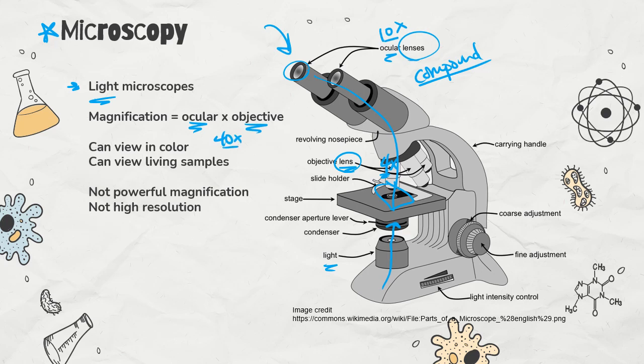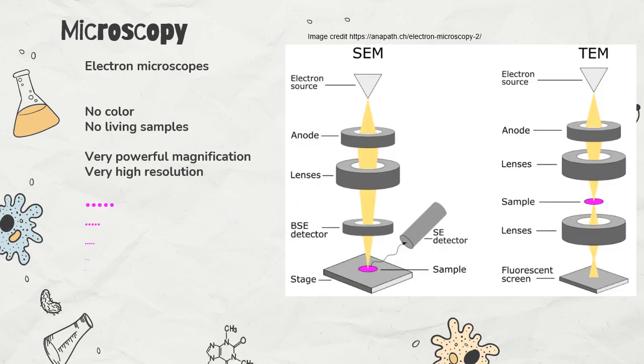Some of the advantages of our light microscopes: we can view our samples in color, and our samples can be living, which is pretty cool. Some of the disadvantages of our light microscopes: they're not very powerful in terms of magnification, and they don't have very good resolution. We'll talk about what resolution is on the next slide.